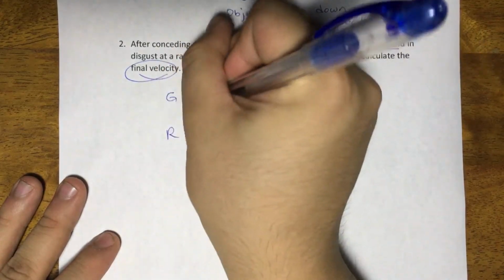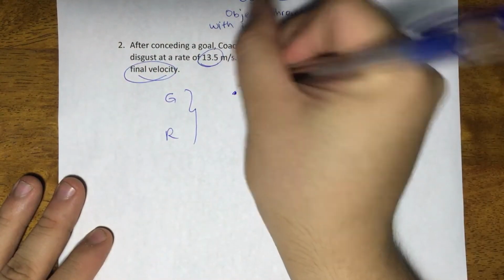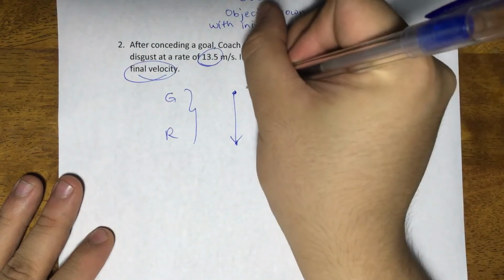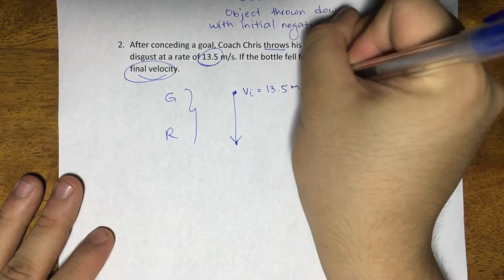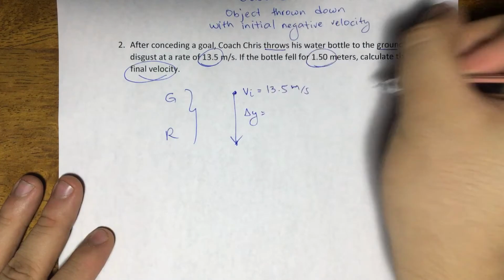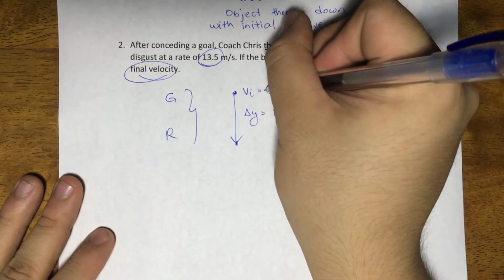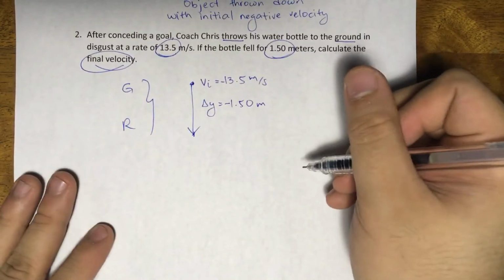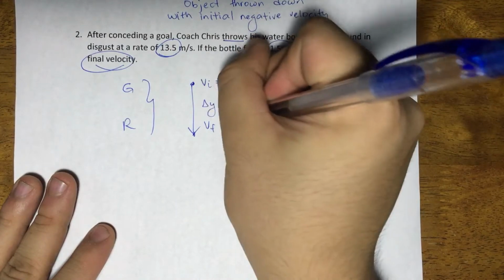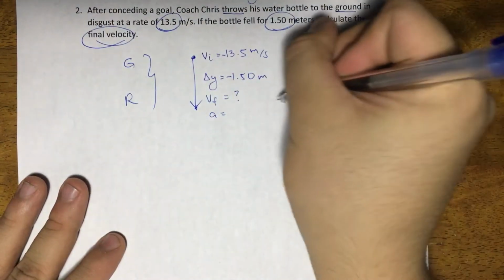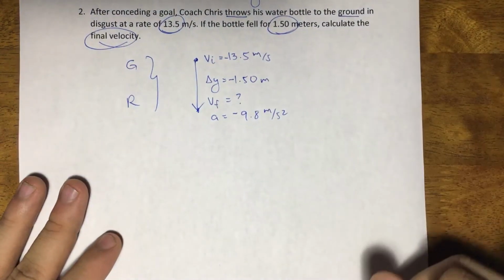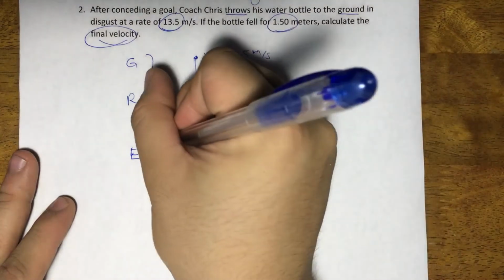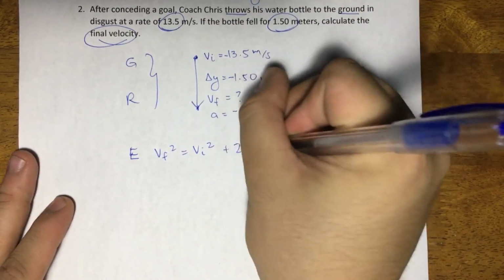So, given and required, let's make that a sketch. So the sketch would be that he throws his water bottle to the ground in disgust. Okay? So, in this kind of thing, we are given that the rate at which he does it initially is 13.5 meters per second. It fell for a delta y of 1.5 meters. And take note, this would be negative because you're going down, and this is also negative because you're going down. Okay? Now, in this case, what else do we know? Well, we know vi, we know delta y. We're looking for vf, and we know your acceleration due to gravity is negative 9.8 meters per second squared. So based on this scenario, what equation do we use? Well, the one equation that has all of those would then be vf squared is equal to vi squared plus 2a delta y.